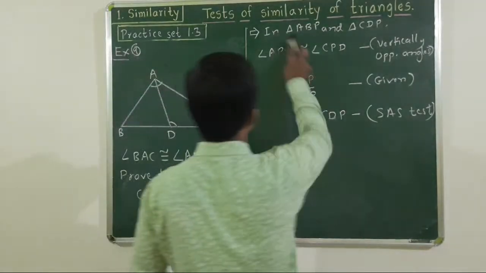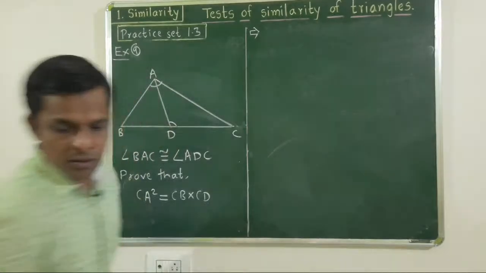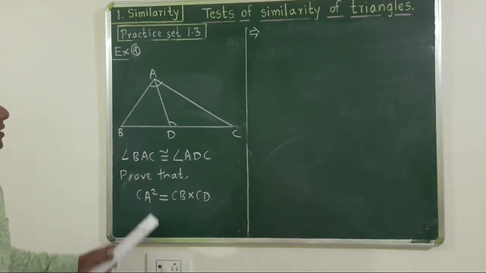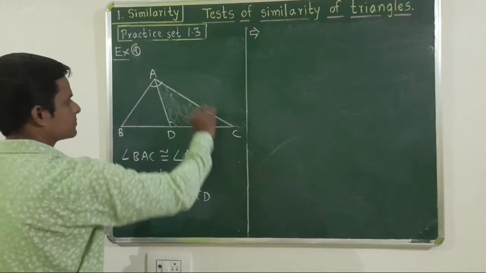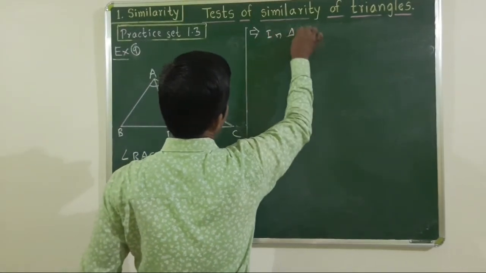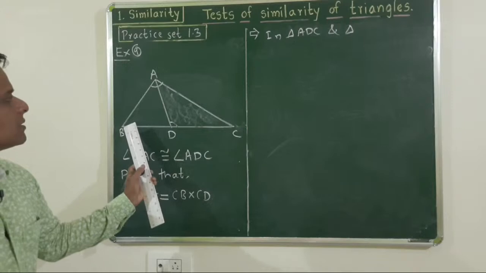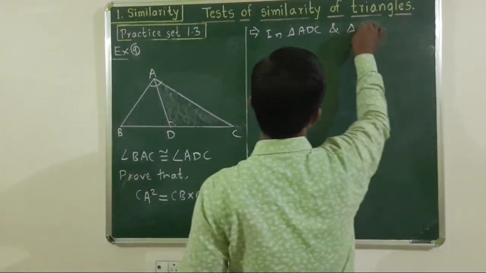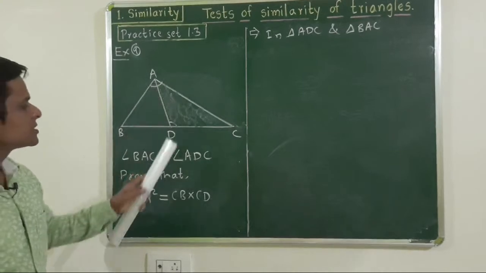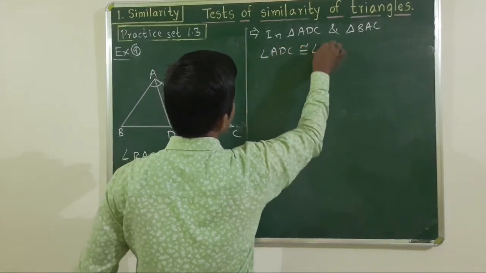Again, this is also very simple. We have to prove these two triangles similar, then we will get the required result. Find the two triangles containing these two angles and these four sides. That is triangle ADC and the bigger triangle BAC. In triangles ADC and BAC, angle ADC is congruent to angle BAC, reason: given.